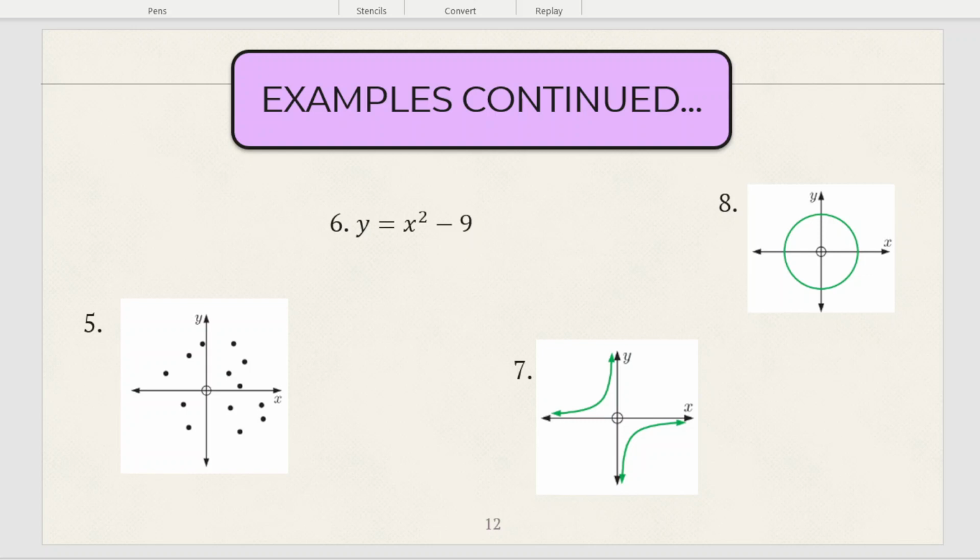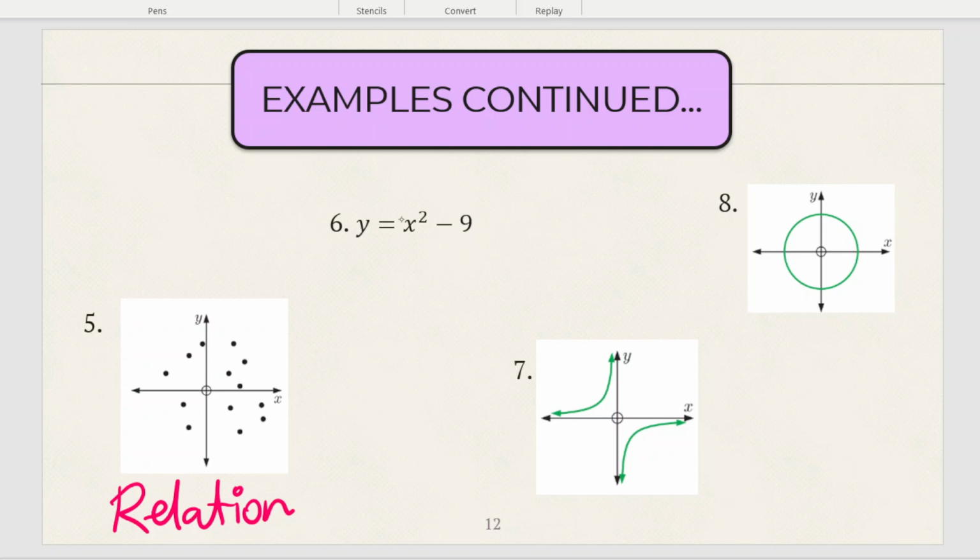Number 5, that's a bit of a challenging one because what we've got here is just scattered points. In general, that is going to mean that it is just single points plotted on the graph, so it doesn't have a function, it's not a curve of any sort, we don't see any kind of pattern, so that is going to be a relation. So we've got points which relate x to y, but they are not a function.